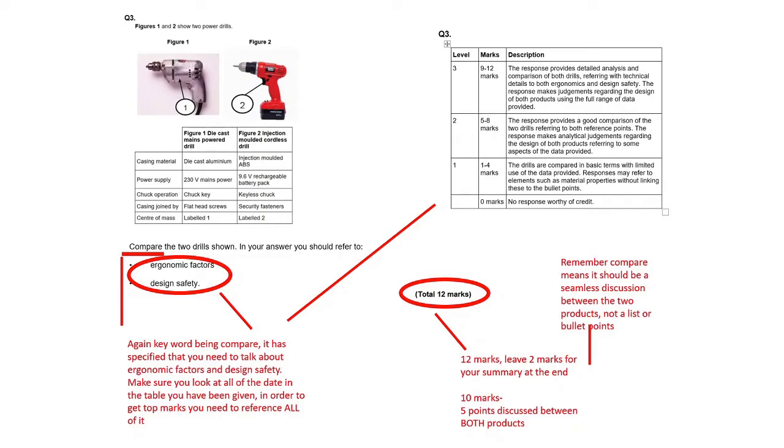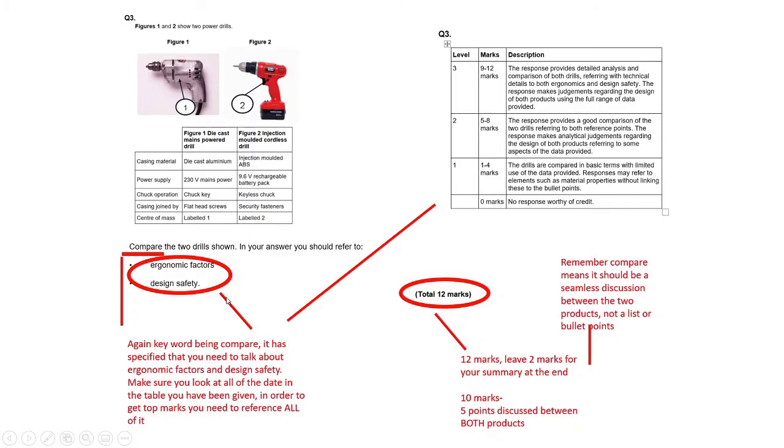If you look at the marking criteria here, it provides detailed analysis comparison of both drills, referring to technical details. What it doesn't say here is you have to make a decision about which one is better. So you don't necessarily have to do an evaluation and say I think figure two is better because. But you want to compare the pros and cons. It wants a reasonably detailed, balanced argument for both. It does say, because it's brought up the fact it's got ergonomics and design safety, those are the two things it wants you to talk about.